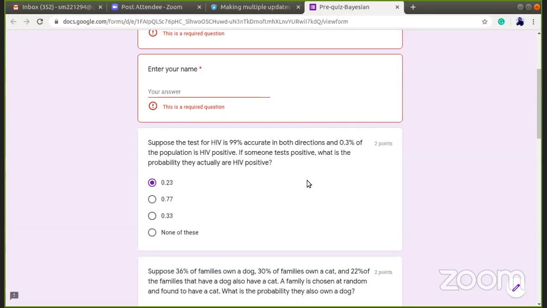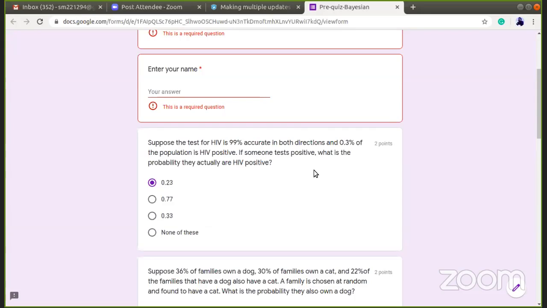So what does 99% accuracy mean? It means 99% chances are that the test is giving the correct result. If the person was positive, it gave positive, and if negative, it gave negative, in both directions. If it is saying yes, there is a 99% chance that the person has HIV. If it is saying no, there is a 99% chance that the person does not have HIV. So this is the accuracy of the test: whatever the result, 99% of the time the result is true, right?